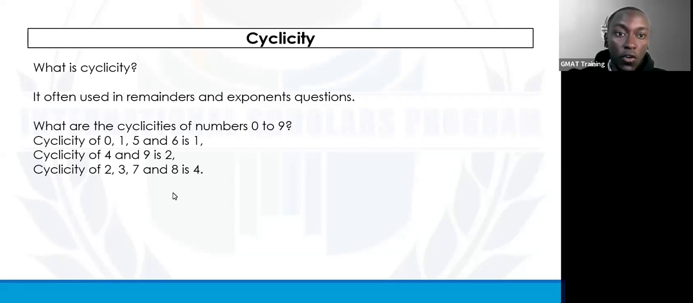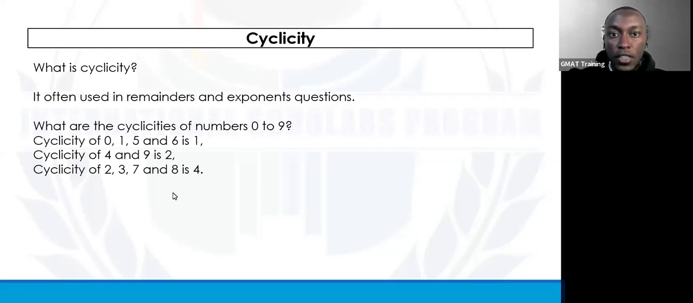For instance, 0, 1, 5, and 6 have a cyclicity of 1. Cyclicity of 4 and 9 is 2. Cyclicity of 2, 3, 7, and 8 is 4. Okay, let's pick a number here and see how these cyclicities come about.